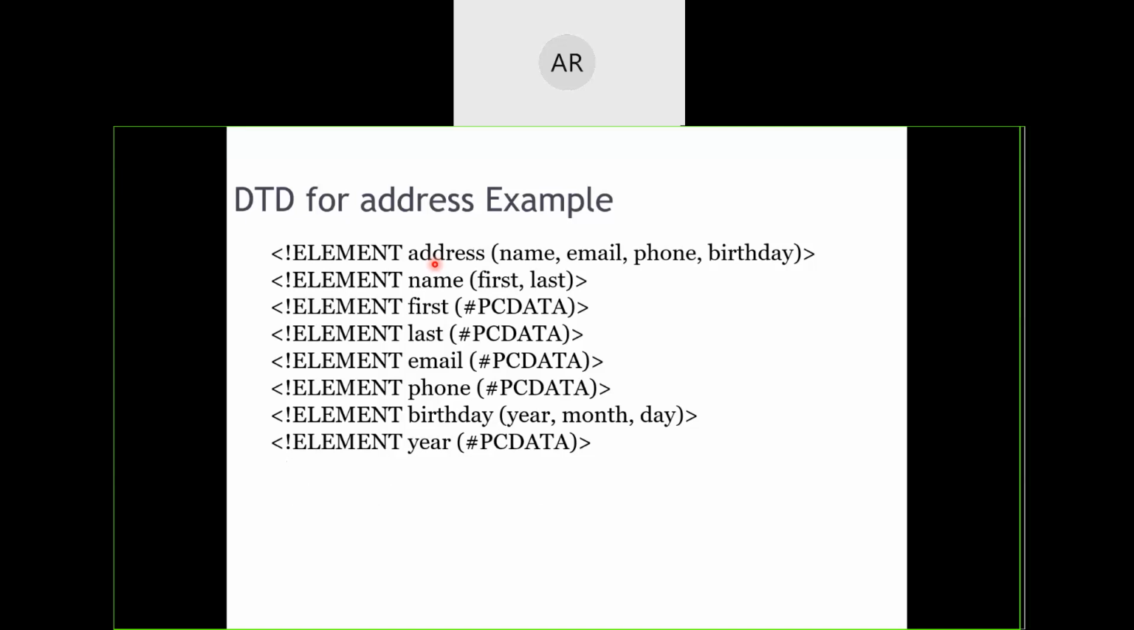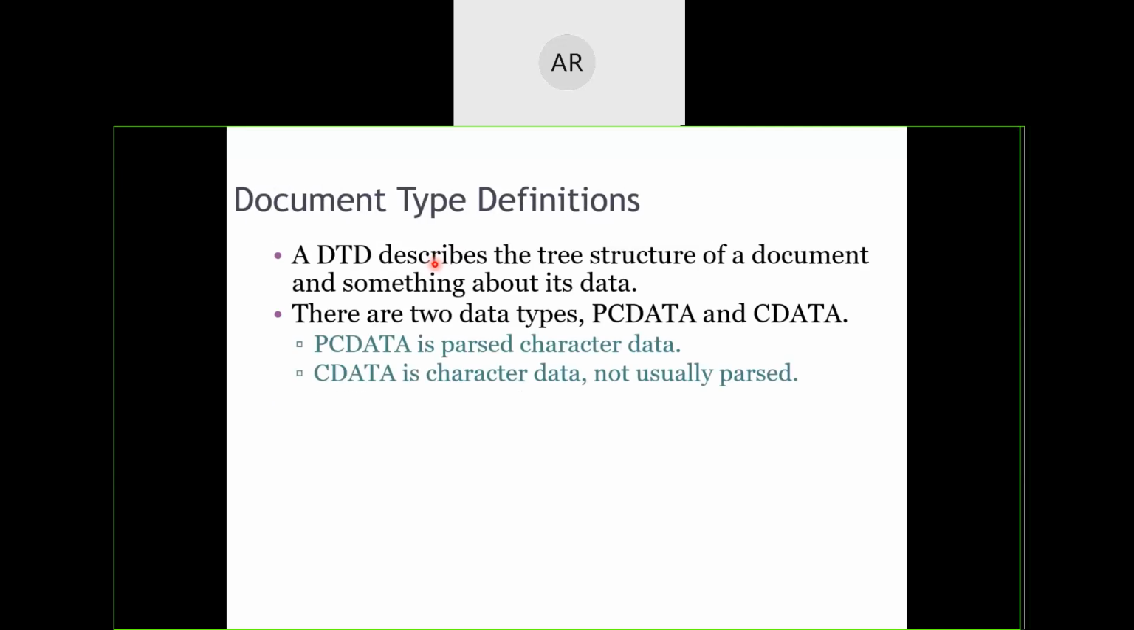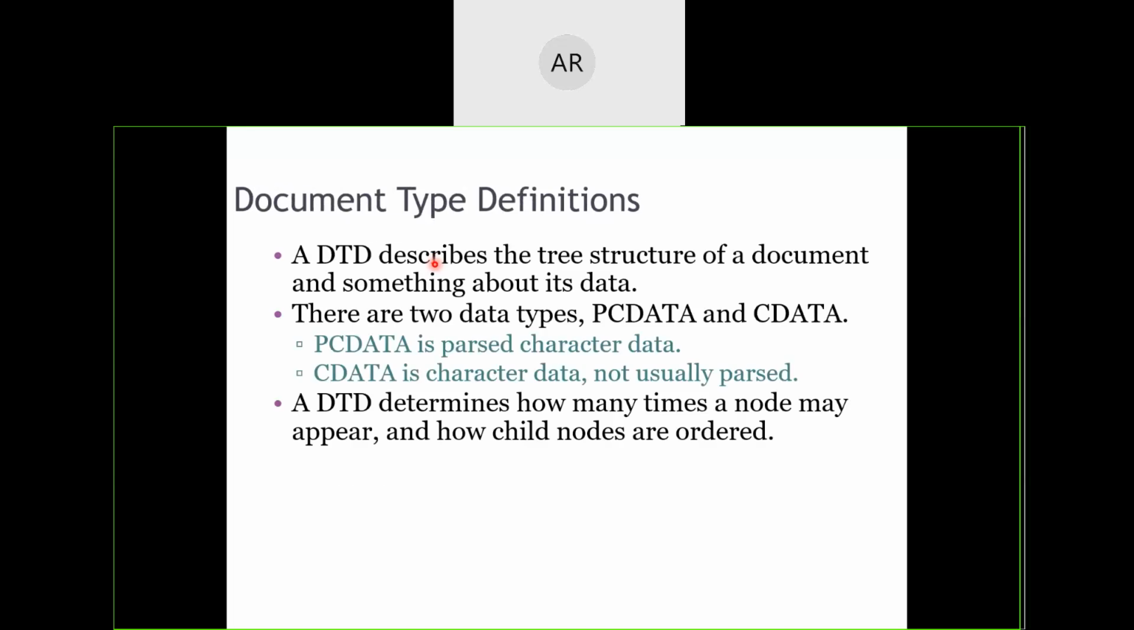Simple. So let's get back to the previous slide. What does a DTD do? It describes the tree structure for a given document and something about the document. Two data types, PCDATA and CDATA. CDATA is character data, which is not usually parsed because characters are very simple representations of data. They will just be written as they are. DTD determines how many times a node may appear and how its children are ordered.